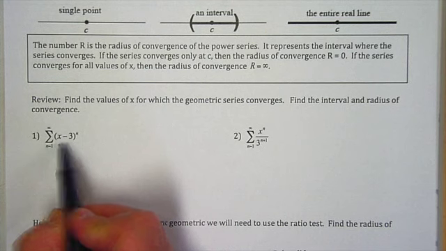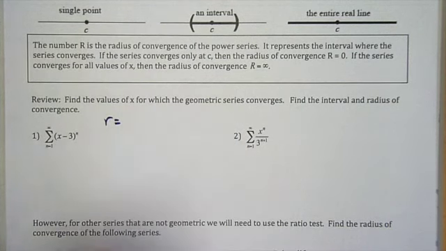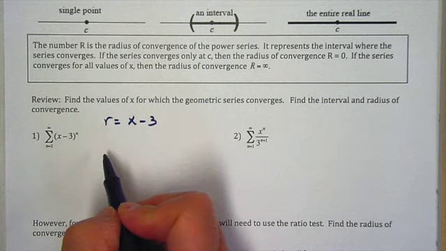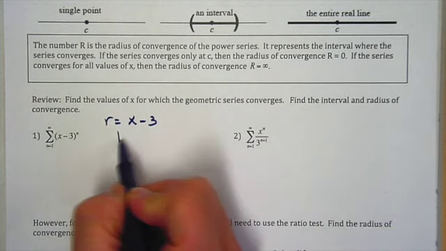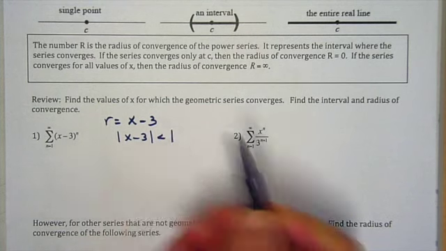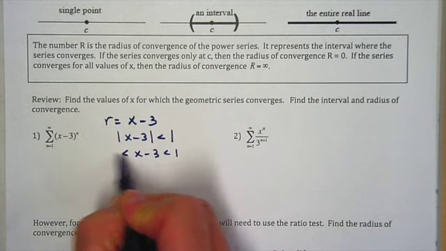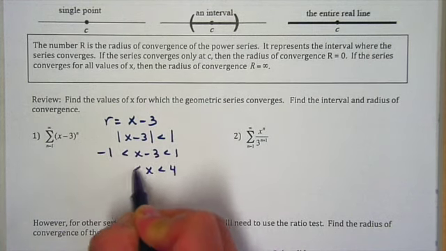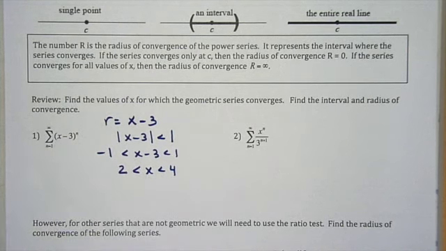Okay, so first of all, you need to identify your r value if it's a geometric. So your r is x minus 3. And we learned that a geometric series only converges if the absolute value of r is less than 1. I can go ahead and solve this inequality. So this is called your interval of convergence.